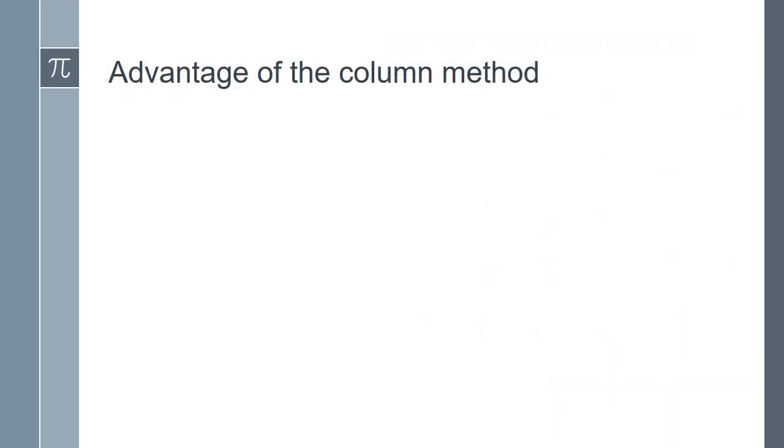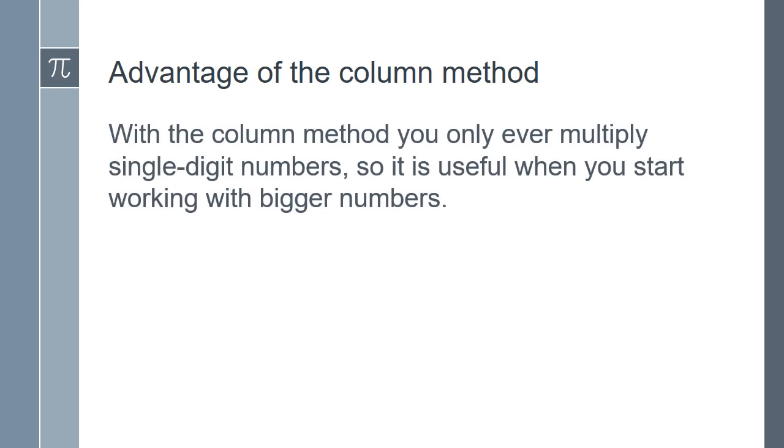The column method, and this is why I continue to teach it. With the column method, you only ever multiply single-digit numbers, so it's useful when you start working with bigger numbers. As we saw with the grid method, we ended up having to multiply numbers like 50 and 20, and it gets confusing if you're working with very big numbers about the amount of zeros you have to deal with. With the column method, you're just multiplying single-digit numbers. The highest sum you'll ever have to do is 9 times 9.